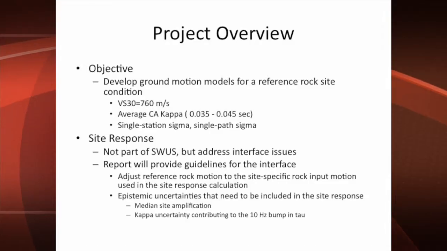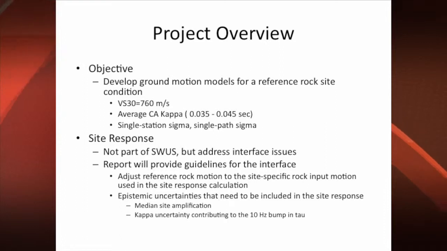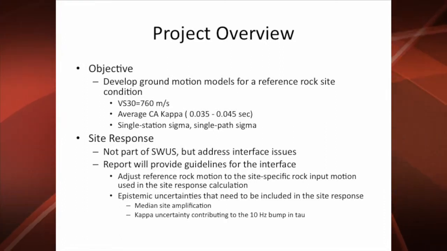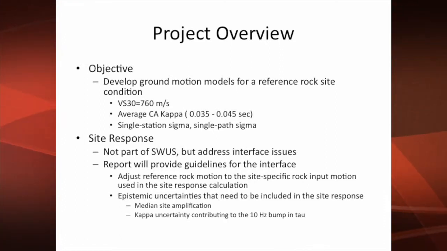One is adjusting the reference motion to the site-specific rock input conditions. It may be a higher shear wave velocity that is representative of rock motion, so we correct for that. If there's a difference in kappa, that would also be corrected at that time. And then in particular, epistemic uncertainties have to be included in the site response because we took them out of our rock ground motion.